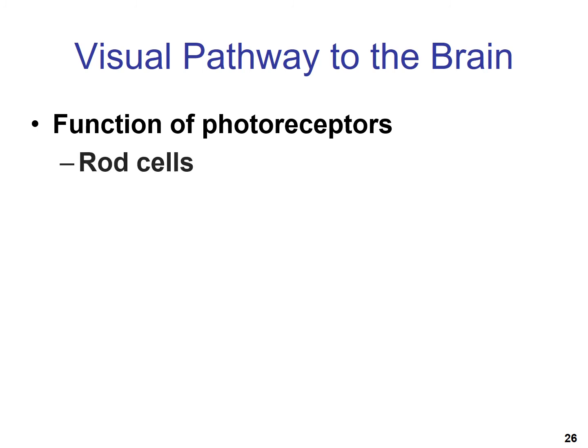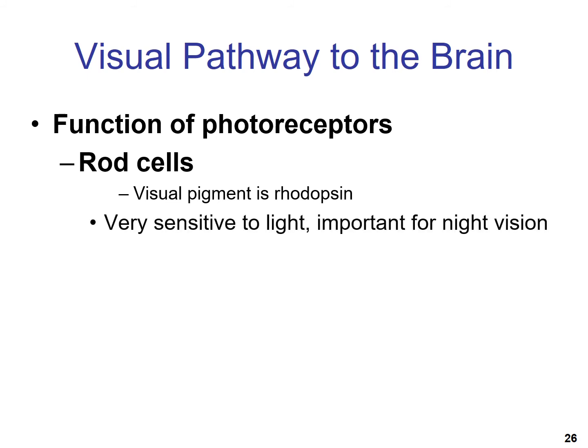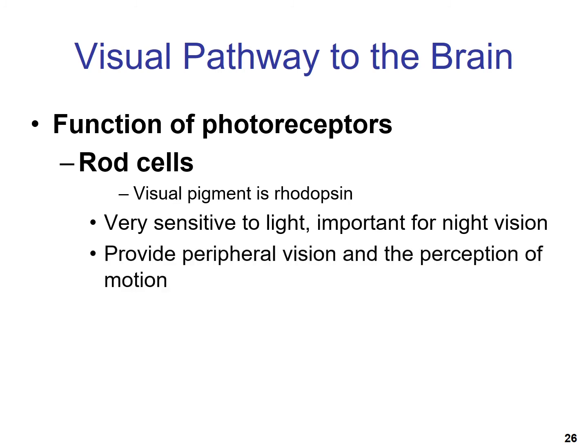So what is the function of photoreceptors? Rod cells have a visual pigment called rhodopsin, and so rod is kind of an abbreviation of rhodopsin, and they're also rod-shaped. But these are really sensitive to light, and they're important for night vision. They also provide peripheral vision and the perception of motion. So whenever you think that you see something moving, especially out of the corner of your eye, it's going to be the rod cells that are responsible for this.